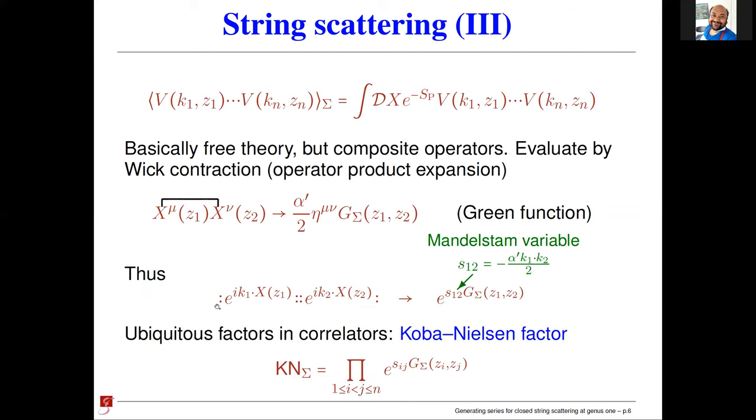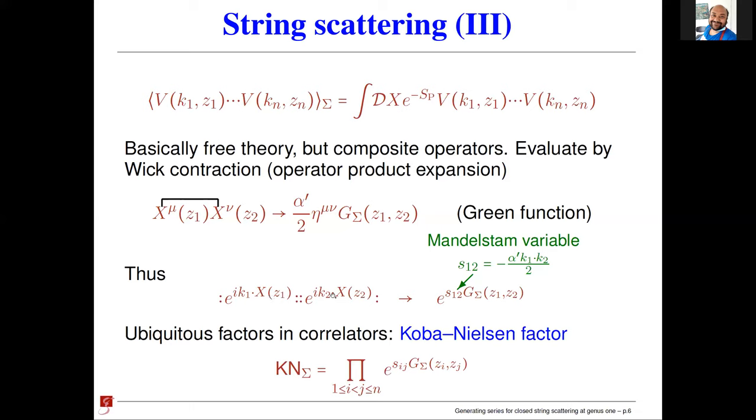What this means, for example, is if you want to compute the product of two of these vertex operators, where you just have e to the ikx, so you have two of them at different places, what you get from them is e to the Green's function. So each x, when you contract it, gives you a Green function. And the k's here, the momenta of the two states, so these were like tachyon states, are turned into products of these momenta, which is nothing but a Mandelstam variable.